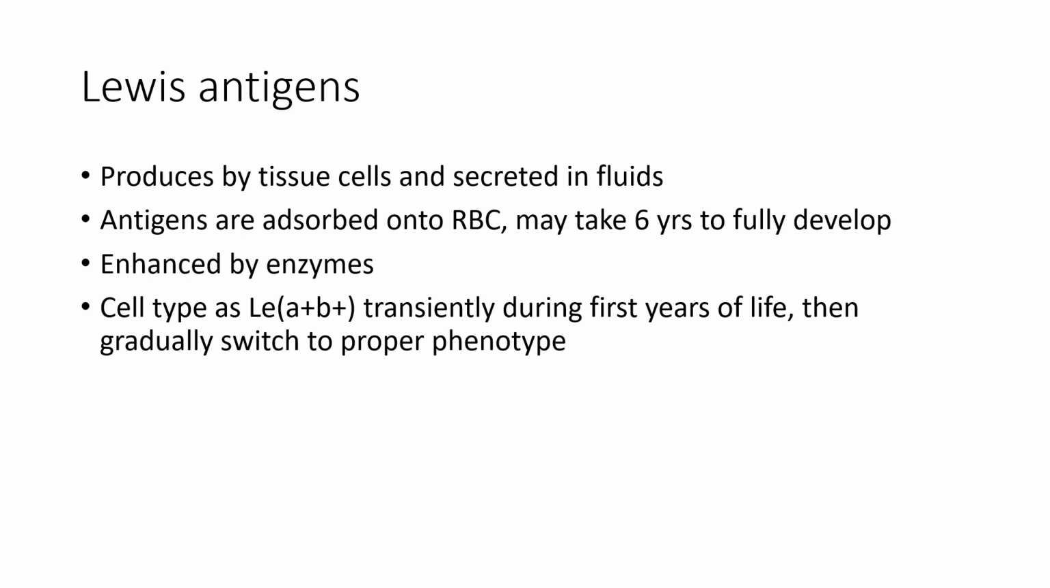Lewis antigens are enhanced by enzyme treatment, and usually red blood cells type as Lewis A and B heterozygously positive transiently during the first years of life and then gradually switch to the proper phenotype, either homozygous for A or homozygous for B, depending on which Lewis antigen is inherited.